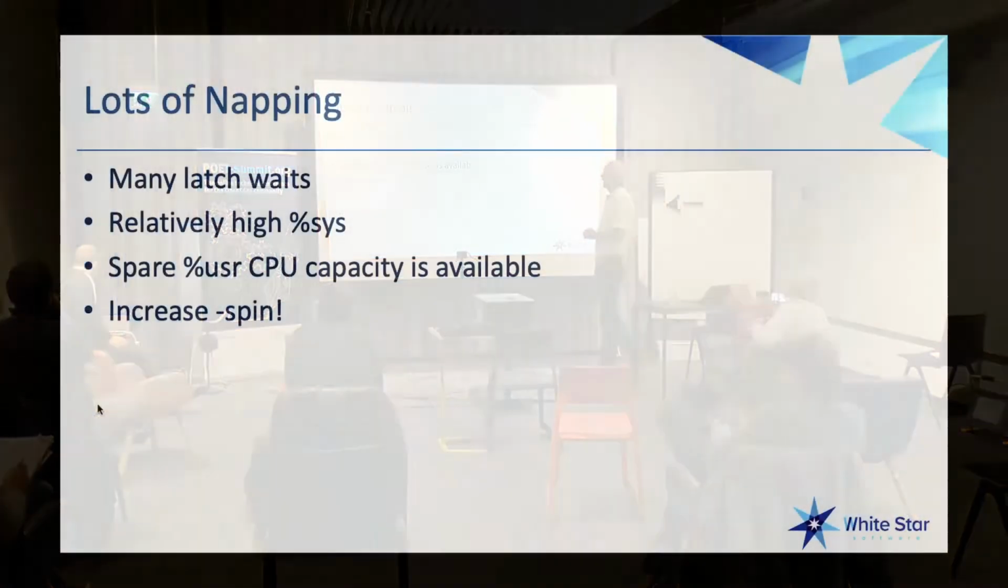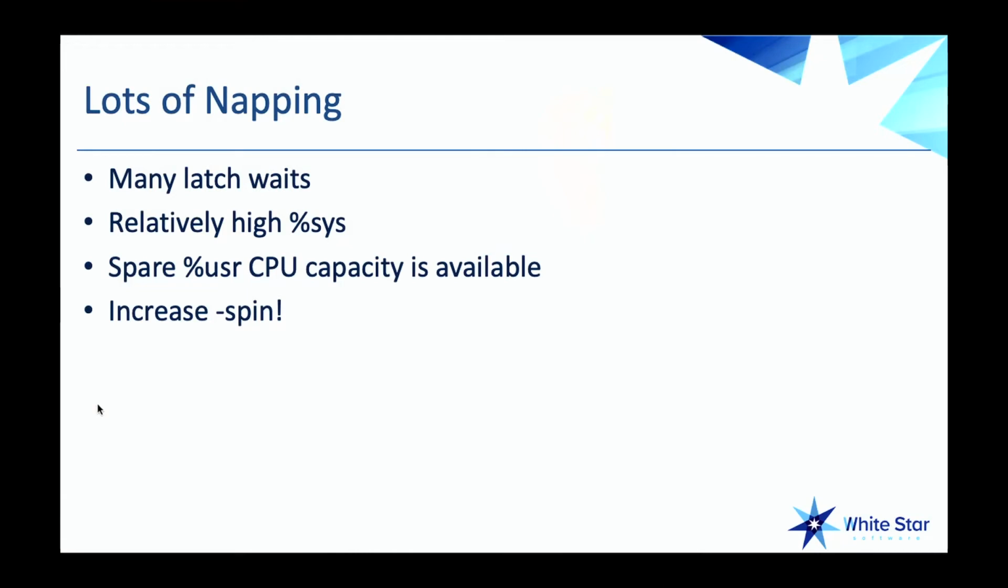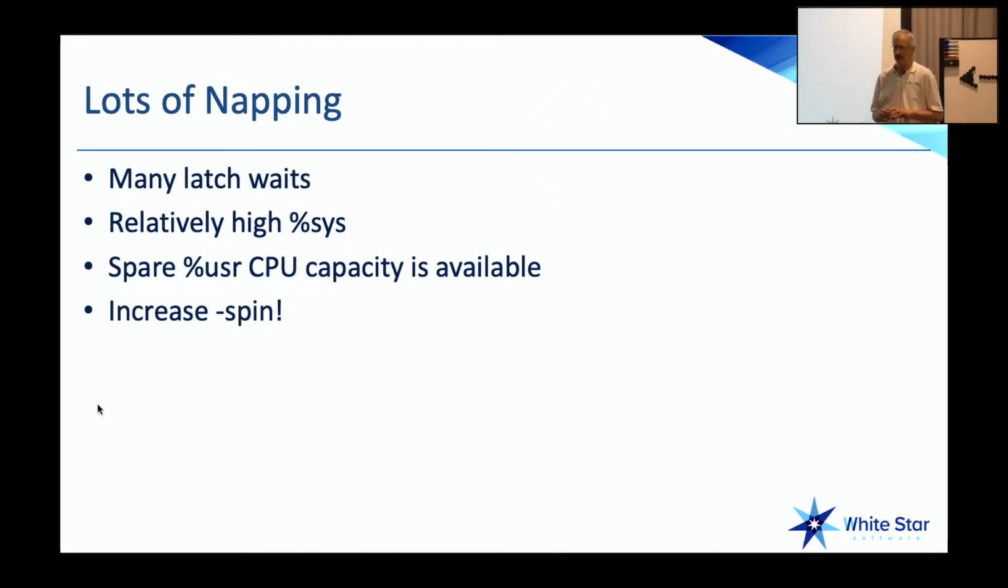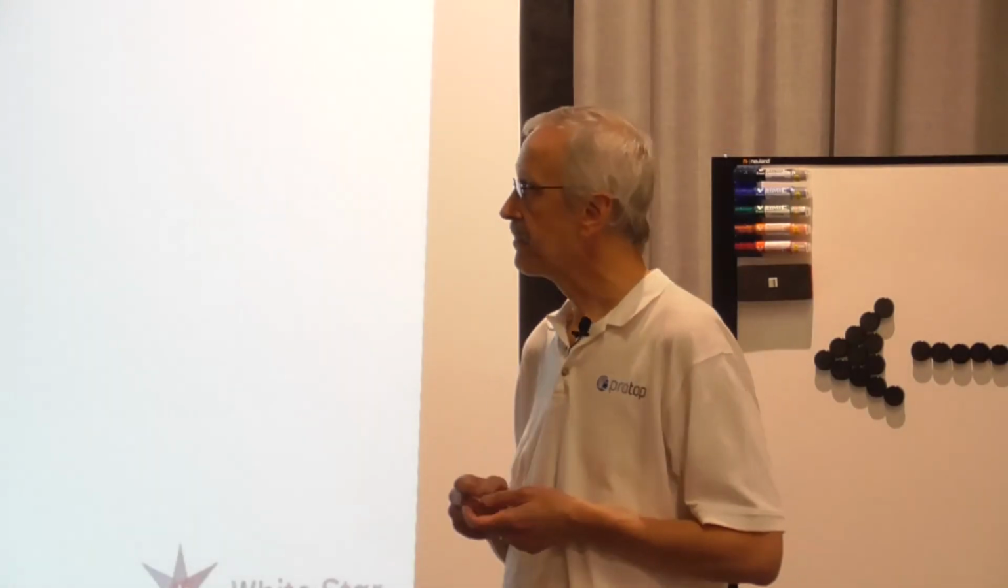So another thing that you might have is lots of general napping rather than a specific problem with a specific latch. If you do, the way you see that is that there are a lot of latch waits, which you'll see in ProTop or ProMon or whatever you're using to monitor your database. You may see a relatively high percentage of system CPU utilization. There will be spare capacity from a user perspective, in the user percentage of CPU utilization. And what you can do when that's happening to get better performance is to increase the value of -spin.